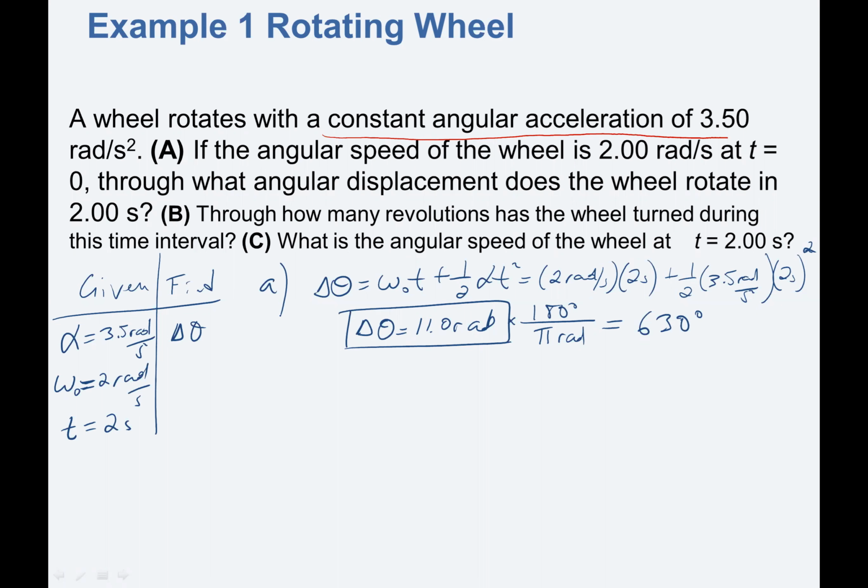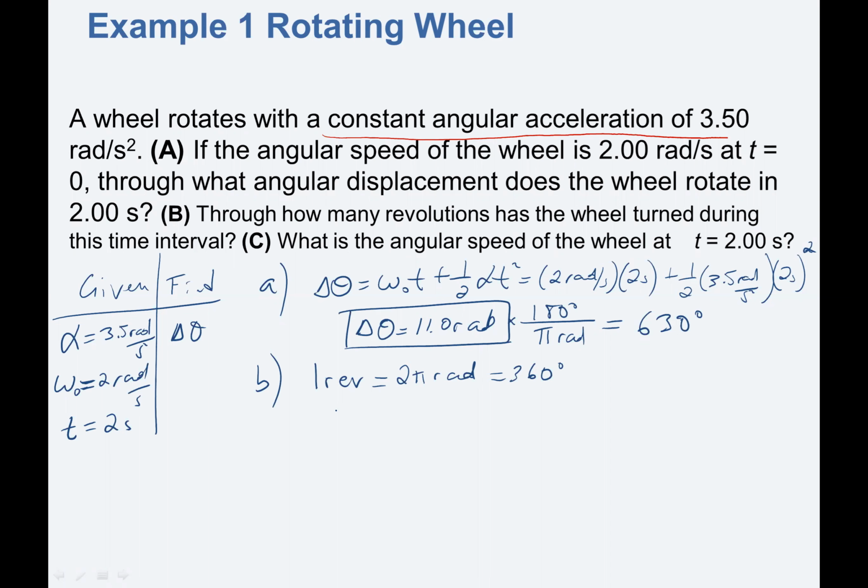All right, so let's see then for part B. It says, through how many revolutions has the wheel turned during this time interval? Well, remember, revolutions just means how many cycles, okay? Now, the conversion for that is relatively simple, because one revolution is just one cycle, which is equivalent to 2 pi radians, because that's the cycle displacement in radians, or 360 degrees in terms of degrees. That means you can use either 11 radians or 630.